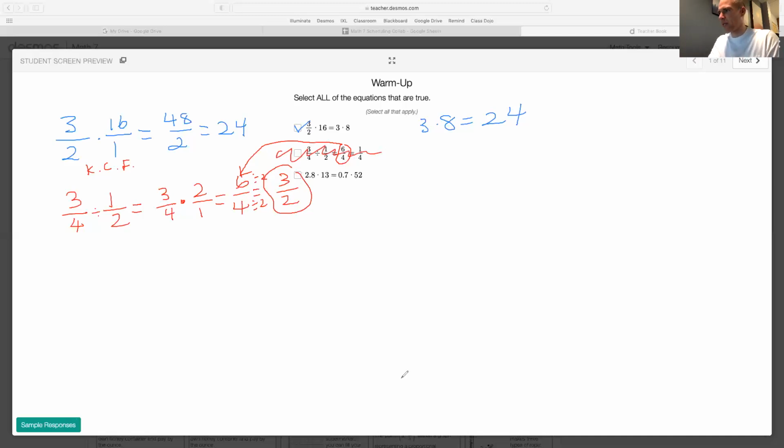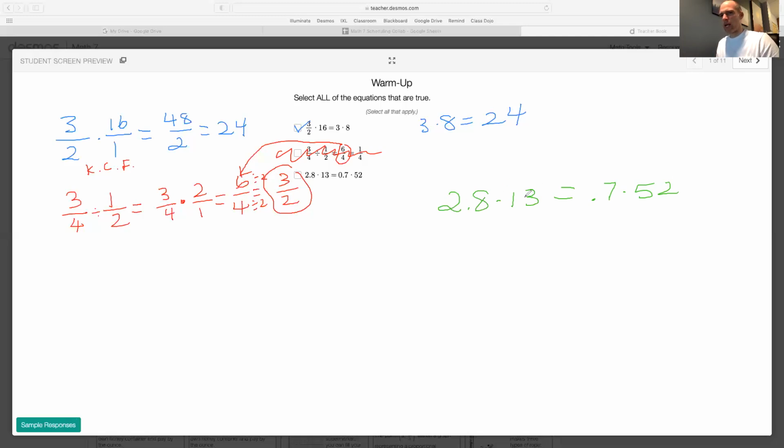And then the last one, let me get a different color to do that one in, says 2.8 times 13 is supposed to equal whatever 0.7 times 52 equals. This feels like it could be equal. I see that the 7 times the 2 here is going to end in a 4. This 8 times this 3 here is going to end in a 4. So they're both going to end in the same number.